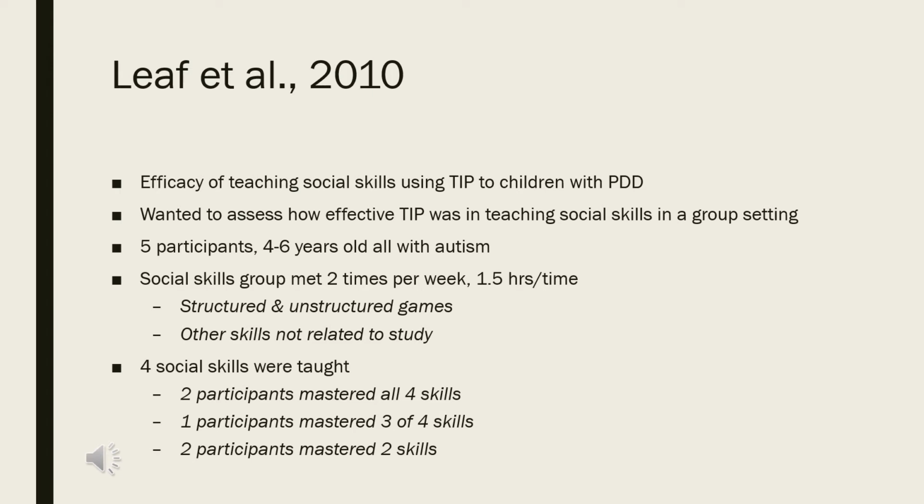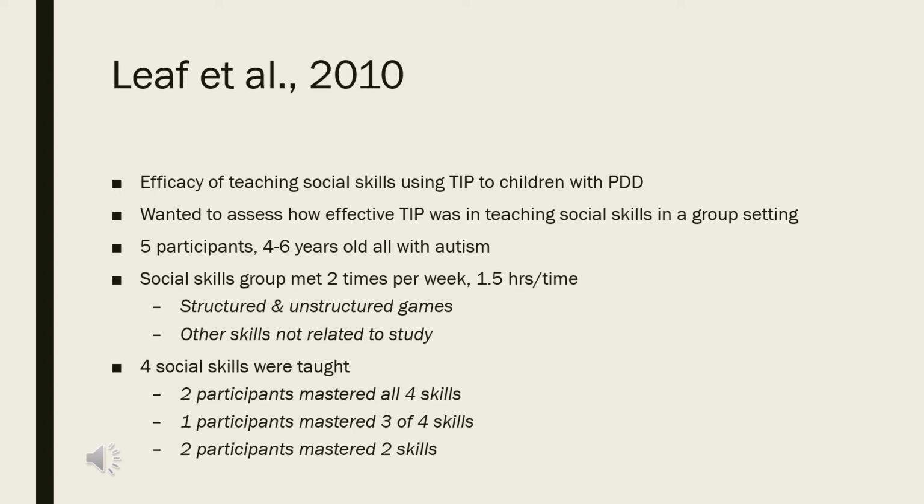So Leaf et al. in 2010 wanted to assess how effective the teaching interaction procedure was in teaching social skills in a group setting. And they looked at the efficacy of teaching those social skills to children with PDD. 5 participants were used, ages 4 to 6, and they all also had autism.